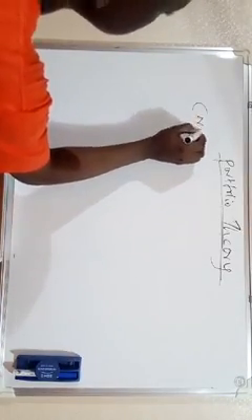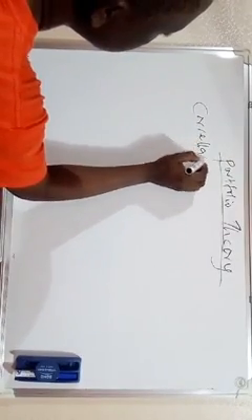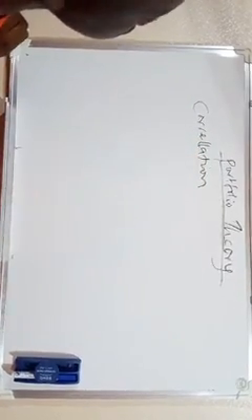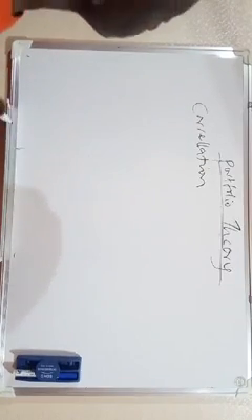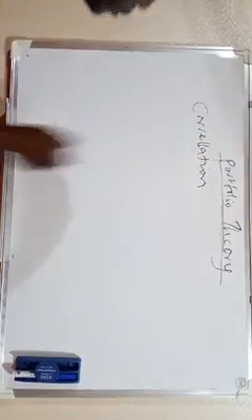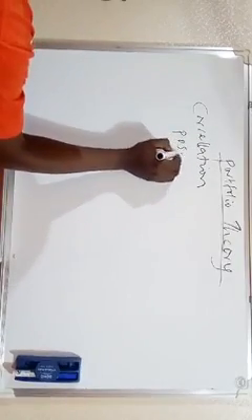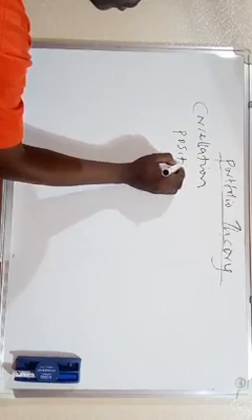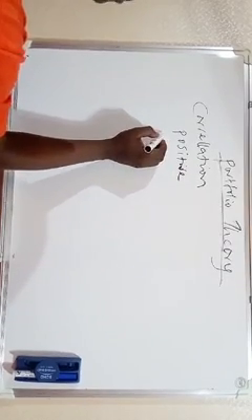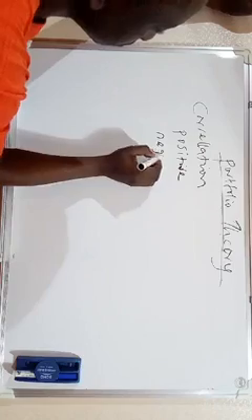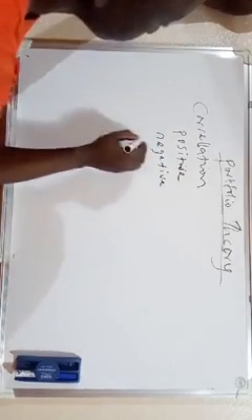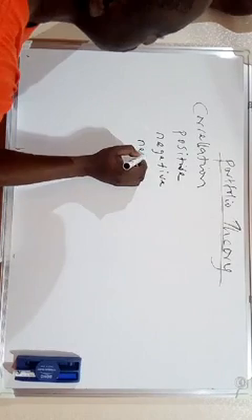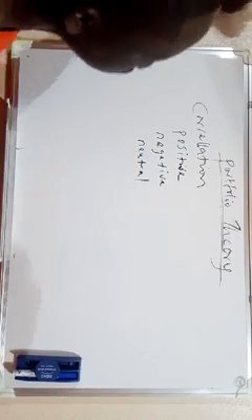Now, in a portfolio, there's what is called correlation. Correlation. Okay, I got the spelling right. Correlation can be positive, it can be negative, it can be neutral.